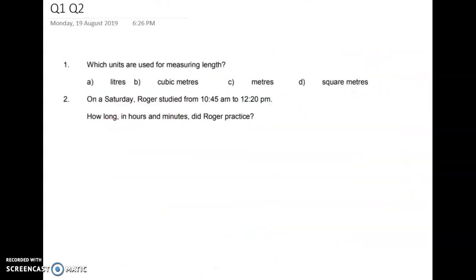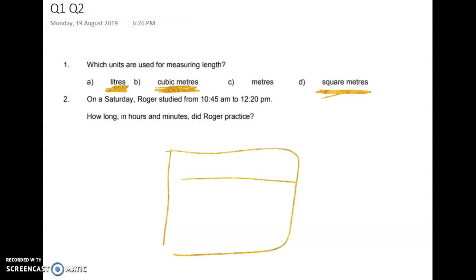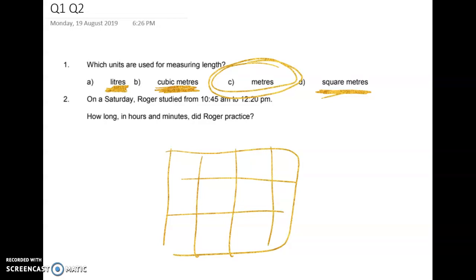So question 1 and question 2, which units are used for measuring length? Right, well, it's not litres because that measures liquids, liquid volume. It's not cubic meters because that measures how much space something takes up. It's not square meters because that measures area. It's just simple meters.